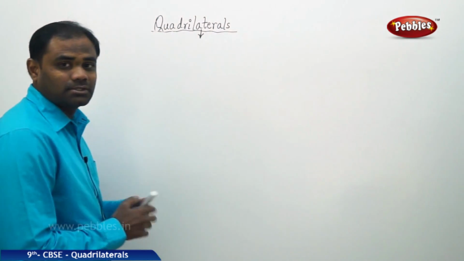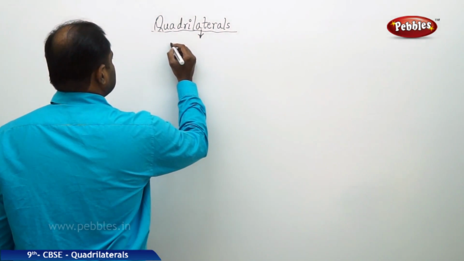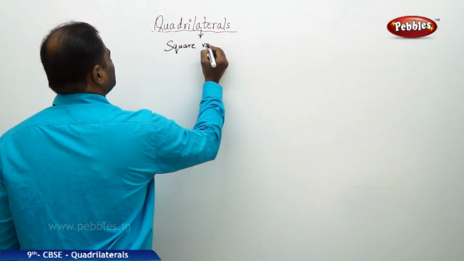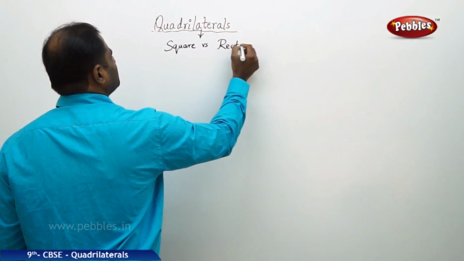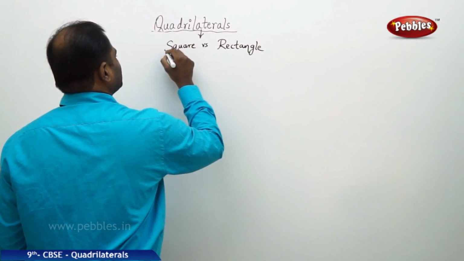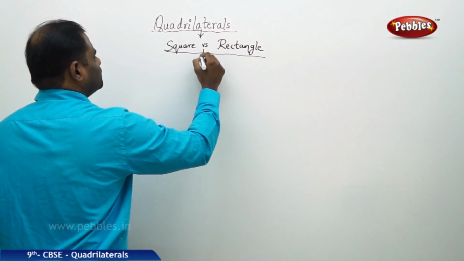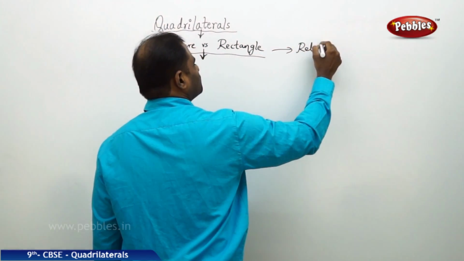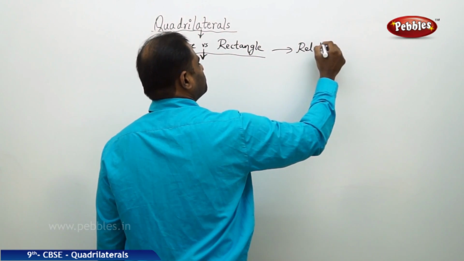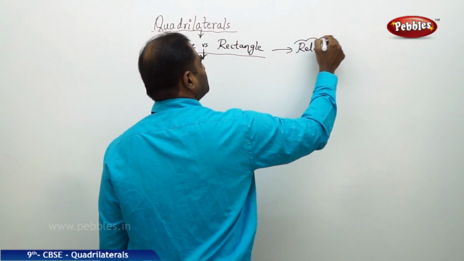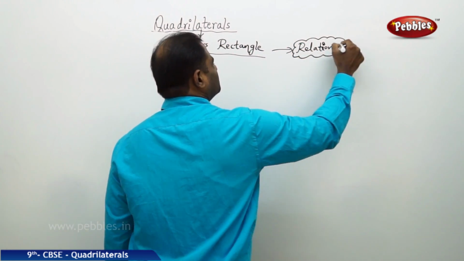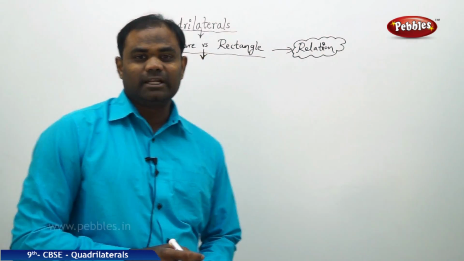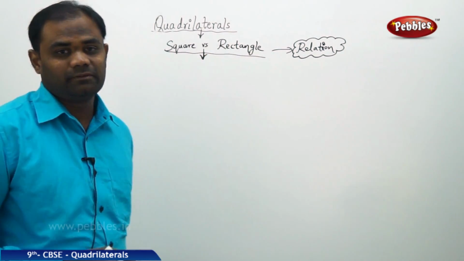So today's session is about square versus rectangle. So this is about finding the possible relation between a square and a rectangle. Let's see the discussion in brief.